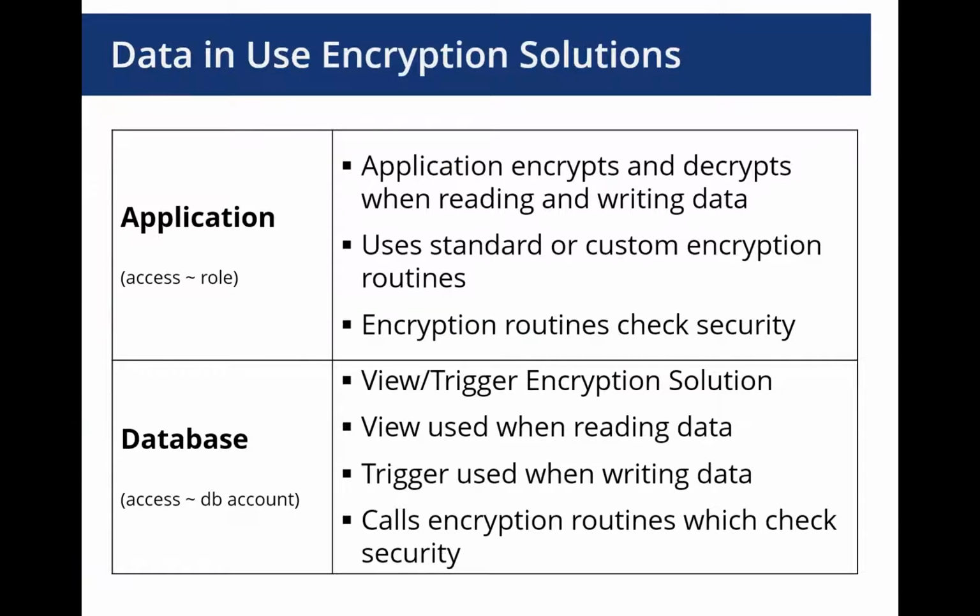So the key two solutions for data encryption is the application basically is rewritten, and every single time it reads and writes the data, I encrypt it and decrypt it. I use a standard set of encryption routines, hopefully. And those encryption routines can also now start to check security. So when one accesses that column and tries to run those routines, it may be checking if I have a specific database role, if I'm a specific database user, I may have an application role, things like that.